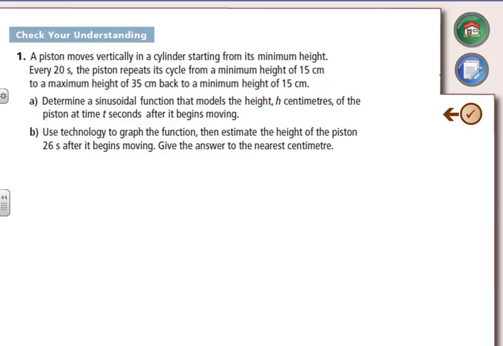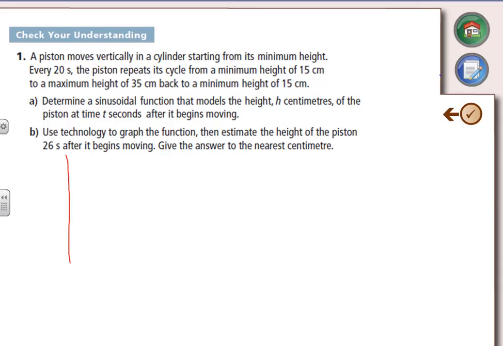All right, a piston moves vertically in a cylinder starting from a minimum height. Every 20 seconds, the piston repeats its cycle from a minimum height of 15 centimeters to a maximum height of 35 and back to minimum of the 15.